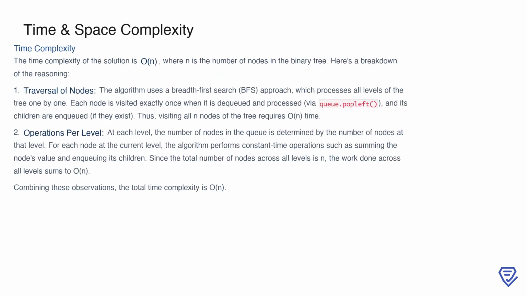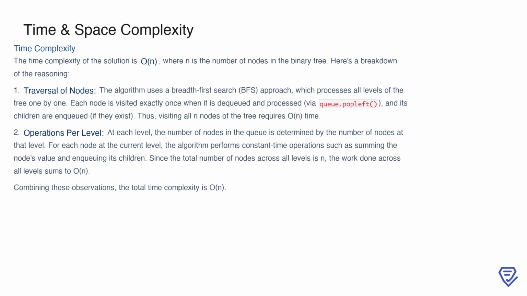The time complexity of this solution is O(n), where n represents the total number of nodes in the binary tree. This is because the algorithm uses a breadth-first search, or BFS, approach that processes the tree level by level. During this traversal, each node is visited exactly once. When a node is dequeued and processed, its children are added to the queue if they exist. This means that every node is visited exactly one time, contributing to the O(n) time complexity.